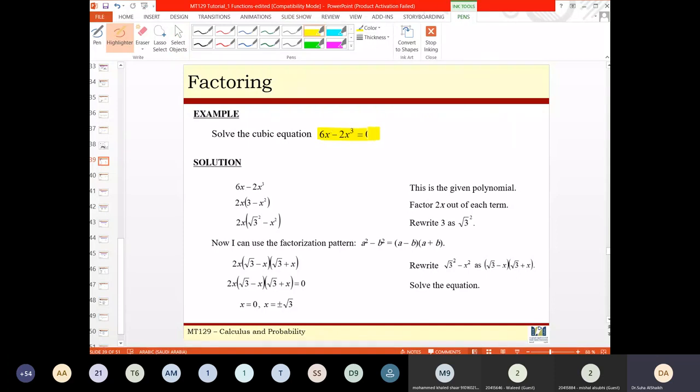I remember last time, one of the students asked me, what if it was a third degree equation? Now, the third degree equation, if it has all its components, it's not easy to solve. For example, if I have something like 2x to the power 3 minus 5x squared plus 3x plus 5 equal to 0. This is a cubic equation. It has the x cubed, it has the x squared, it has the x, and it has the 5 as well. So in this case, it's not easy to solve it.